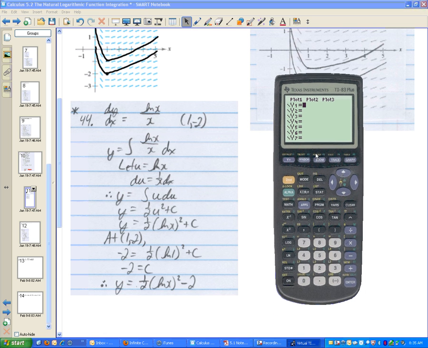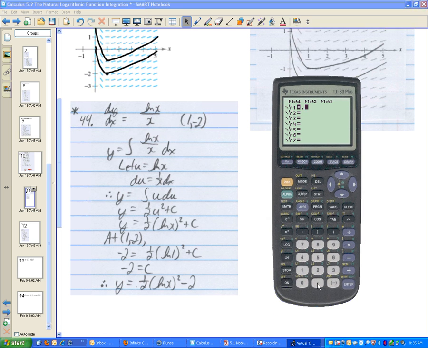So let's see, what's our particular solution? 1/2 times natural log of x squared minus 2. Yeah, not bad.